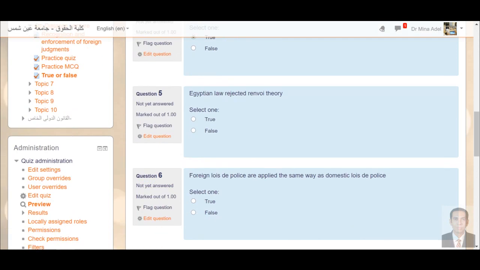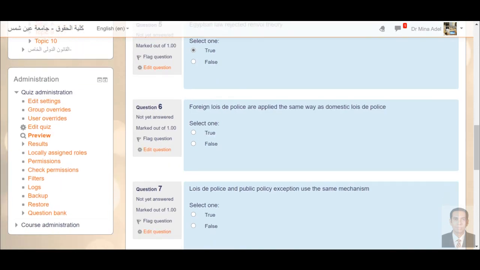Question 5. Egyptian law rejected renvoi theory. This is correct, as you know. The Egyptian civil code expressly rejected the renvoi theory. So it is true.